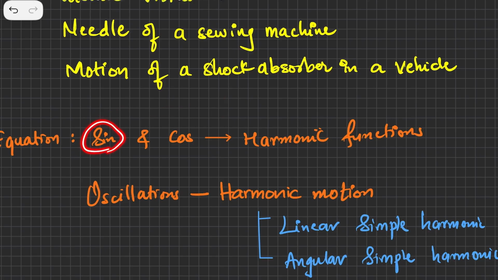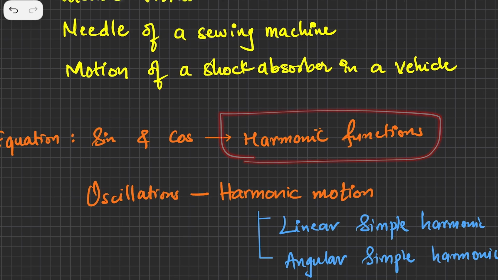So the minimum value of sine is -1. Whichever angle you take, you will definitely touch -1 at one point and +1 at another point. Even that goes for cos as well. So the values of sine will always remain between -1 and 1, and that's the reason why these are called harmonic functions, because they are repeating their values again and again.